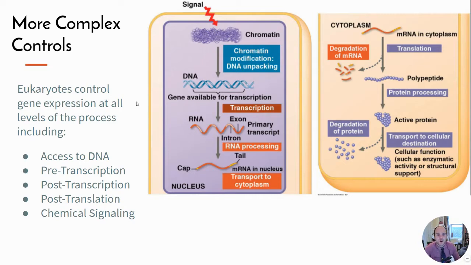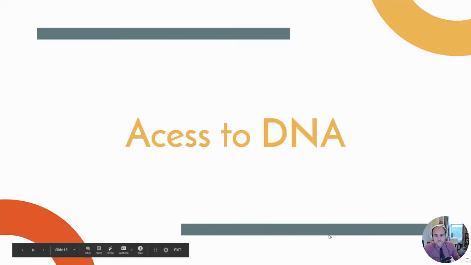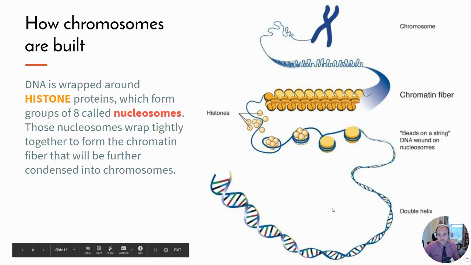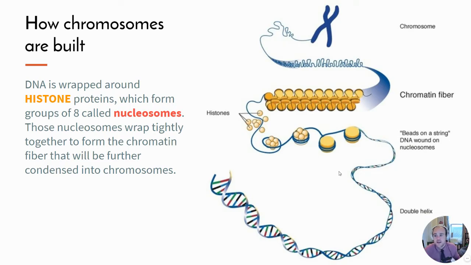Now, let's get into our eukaryotes, because there are more complex controls with eukaryotes. We can affect things with access to DNA. There'll be pre-transcription and post-transcription forms of control. There will be post-translation forms of control, and then chemical signaling that will play a role. So let's start off first with access to DNA, and we're going to need to talk about how our DNA and chromosomes are built.